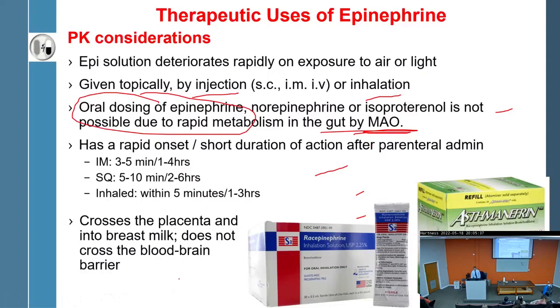It crosses the placenta and does not cross the blood-brain barrier. That's important. You know what the blood-brain barrier is? Have you heard about that? The BBB. Where is the BBB, you think? It protects the brain. That is called the blood-brain barrier.